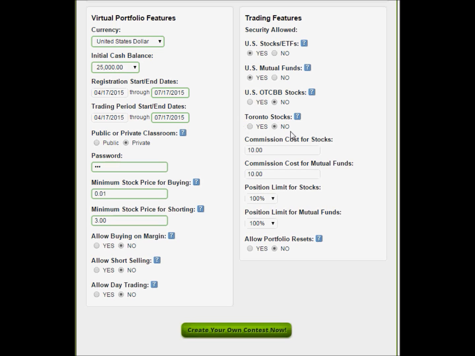Toronto stocks are stocks trading on the Canadian Stock Exchange. By default, we have this disabled because most teachers just want their students to be trading in the United States, but you can enable it if you want them to get an experience trading Canadian stocks as well.